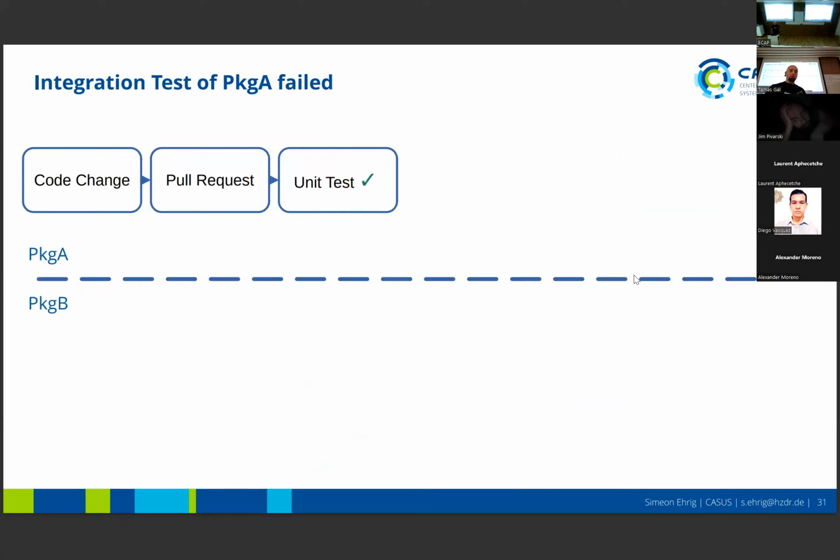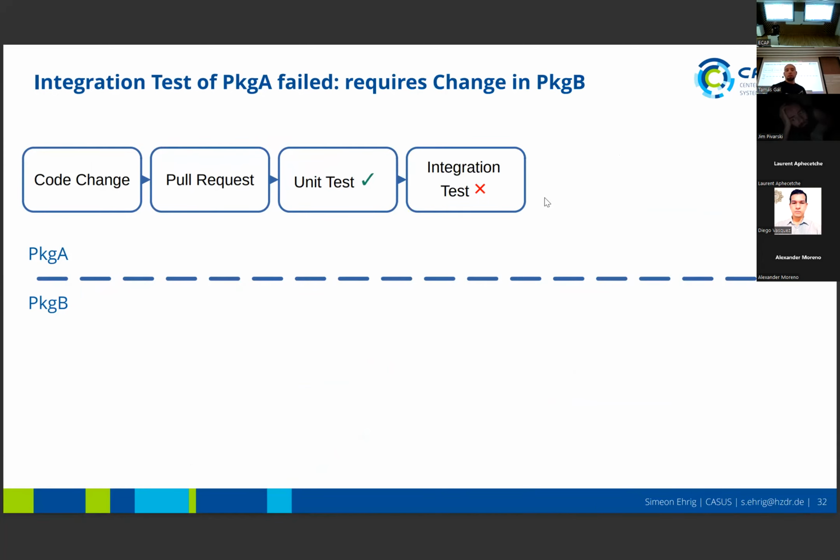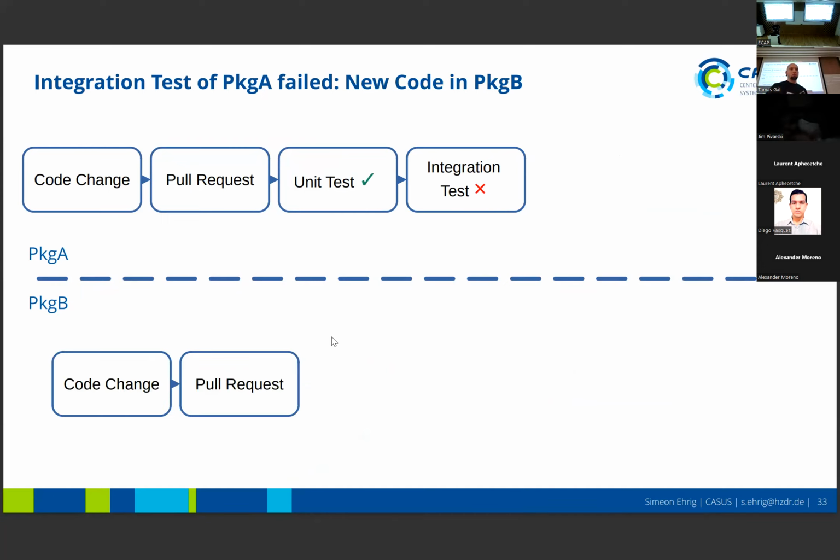The other thing I want to explain is what happens if the integration test fails, because if the integration test passes, we can simply hit the merge button. So if the integration test fails, and we cannot change the problem itself in package A, we have to modify the dependent package. In our case, we have to extend package B so that it can handle the second parameter. So it means we open a new feature branch, develop some code, and open a pull request.